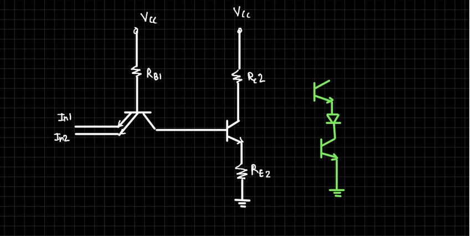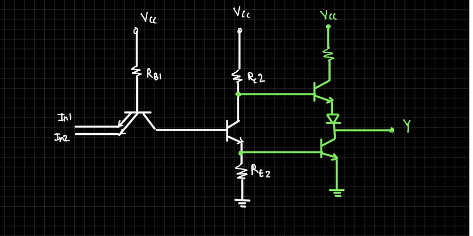They connect the output of this like this, and they take the output from here. I'll just explain what this means. Again VCC, and here is where I am taking the output. See, what have I done? I have added two more transistors here.